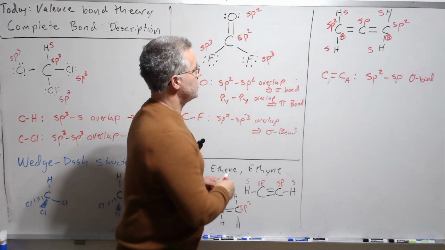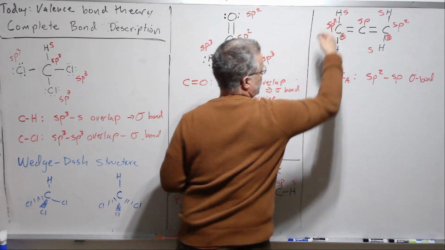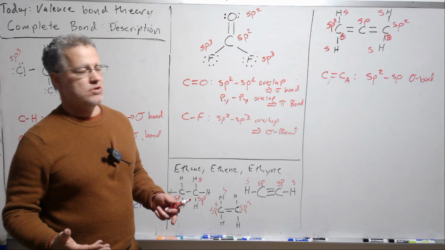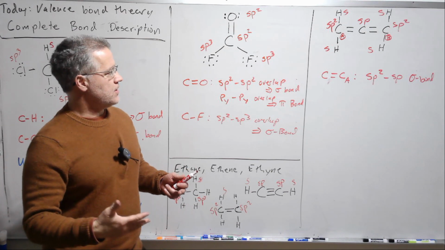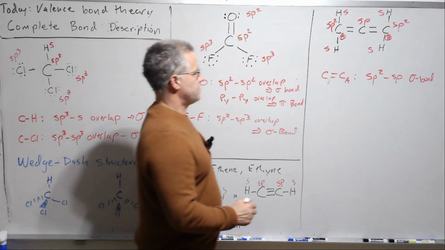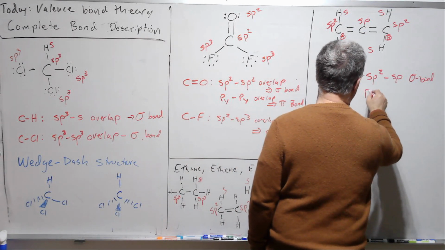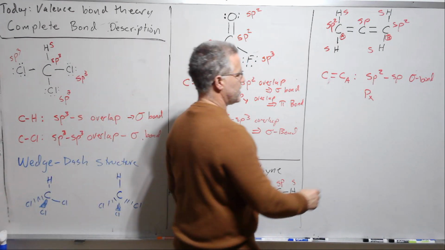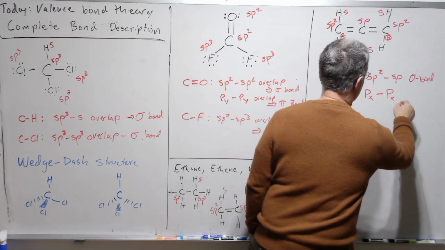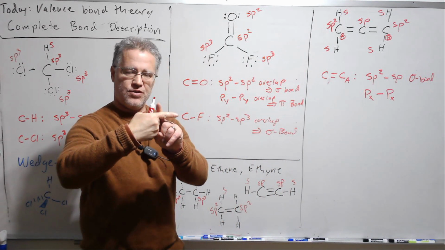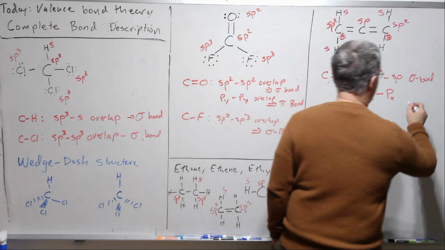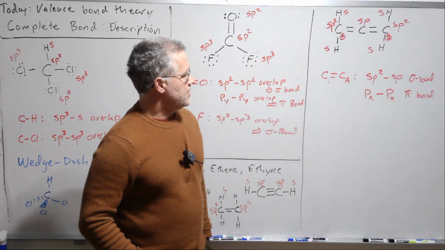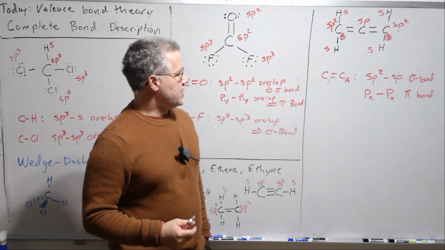Now, because this is sp2, it's going to have one leftover p. So let's call that px, because the pz has been used up. This guy has both its px and its py free, so its px can overlap. We can never get a px-py overlap because they're orthogonal. So px-px pi bond, and so that's a double bond. That's the double bond we see there.